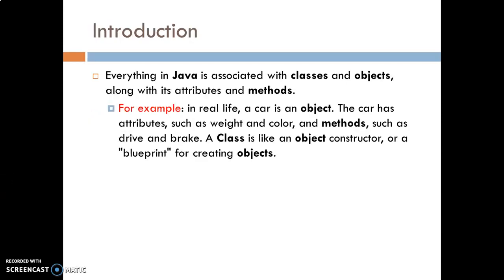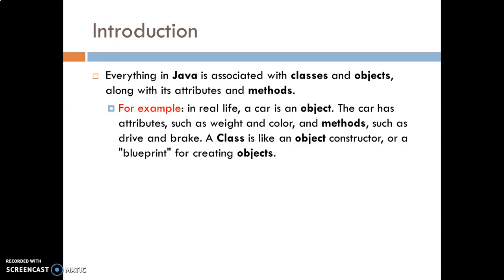About the introduction, everything in Java is associated with classes and objects. As I said many times, Java is a truly object-oriented programming language. So everything is related with objects, and an object comes from a class. Classes are nothing but a collection of objects along with their attributes and methods.